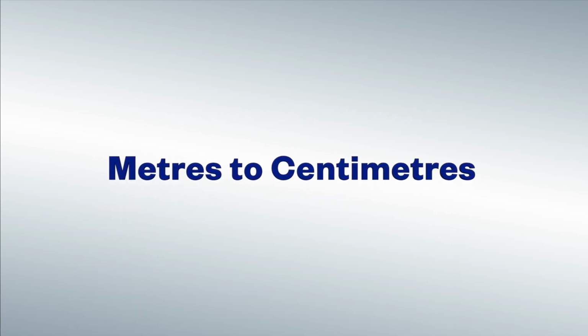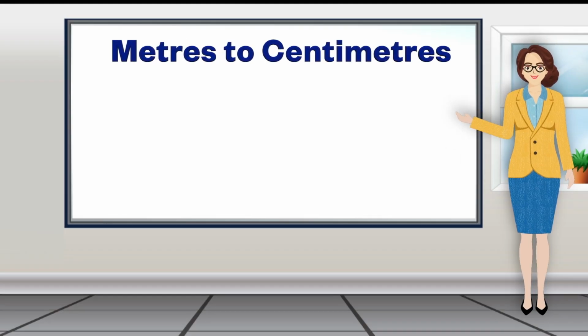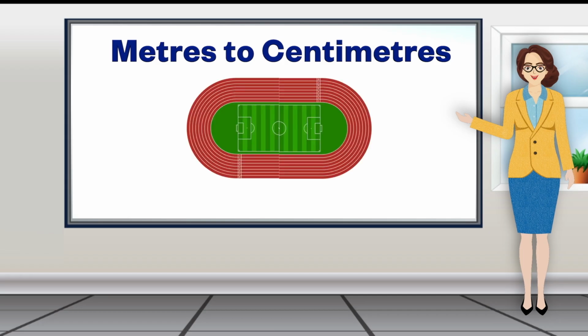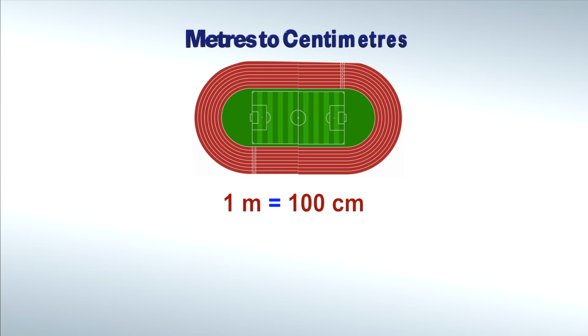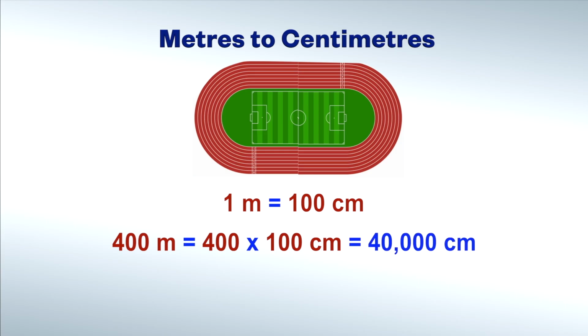Meters to centimeters. Let us see the relation between meter and centimeter. Example: the length of the lane of the running track is 400 meters. What will be the length in centimeters? 1 meter is equal to 100 centimeters. So, 400 meters is equal to 400 multiplied by 100 centimeters, which is equal to 40,000 centimeters.